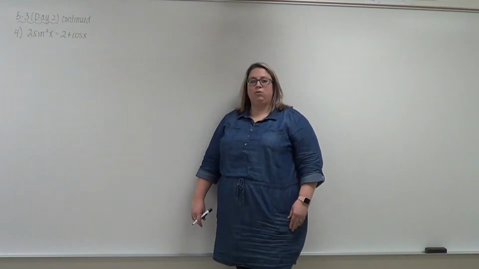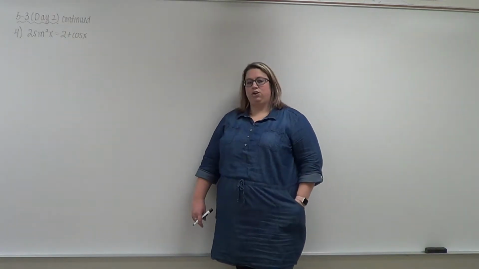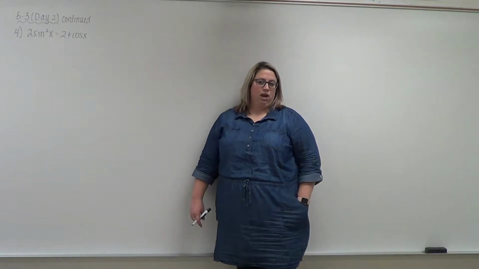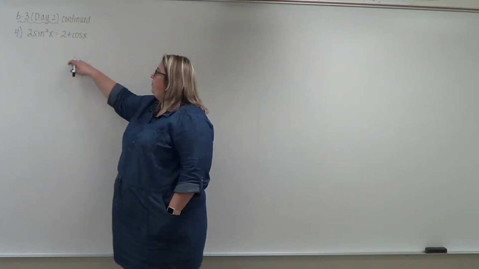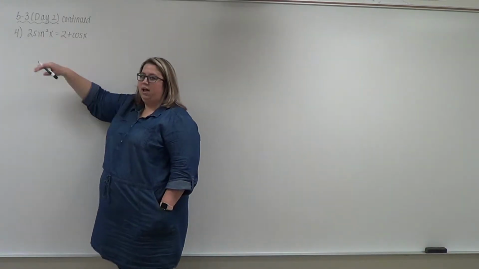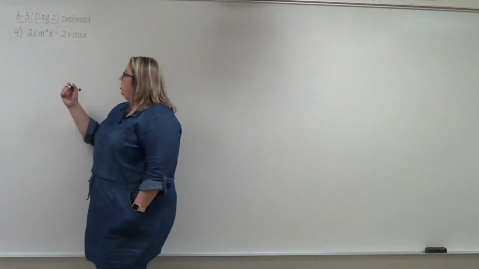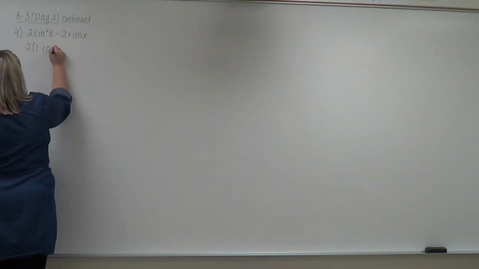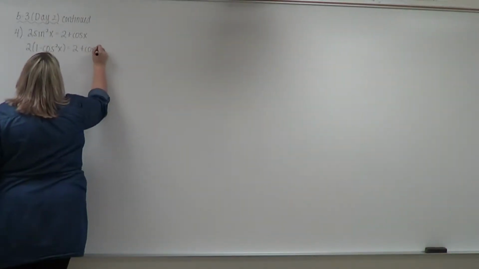The sine, because why can I only change it? Because it's squared. You can't change things with Pythagorean that are not squared. Okay, so I can't change cosine. So since I can't change cosine, I have to figure out how I can make sine squared have cosines. Okay, good. So sine squared, if you look at your Pythagorean identities, is the same as 1 minus cosine squared.